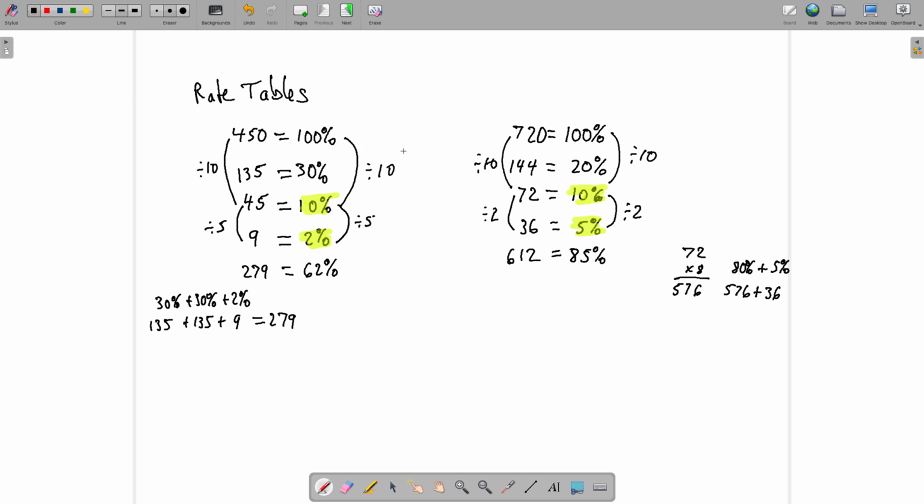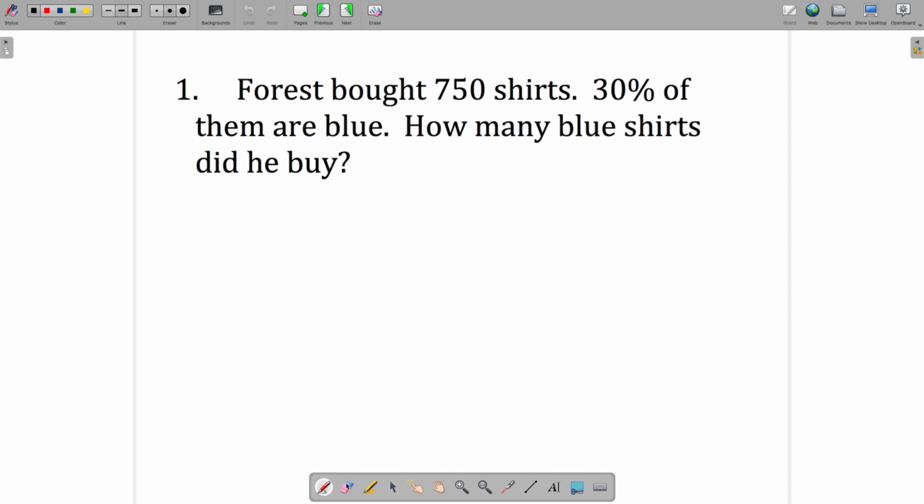You can always stop the video. You can rewind, go back, and check things as you were going through if there's something you didn't understand. So let's do some problems like you might see on the homework.